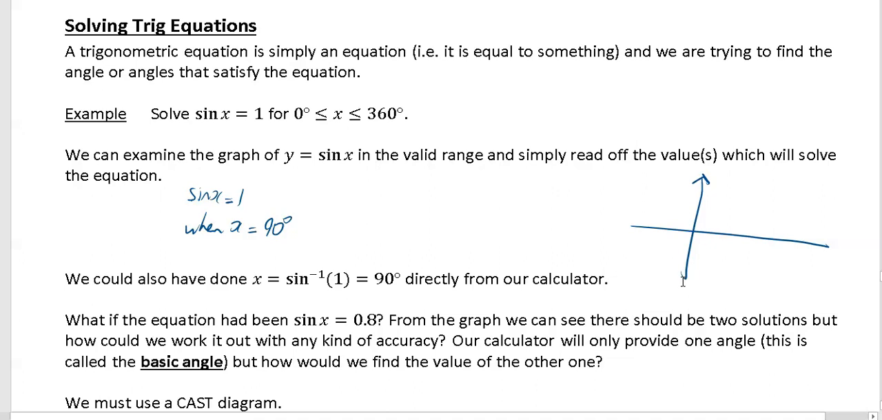And that's very, very useful. Another thing which is useful for you to know is that you know from your graph that sine x is equal to 0 when x equals 0.